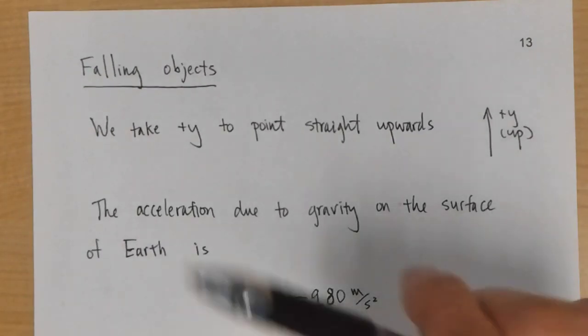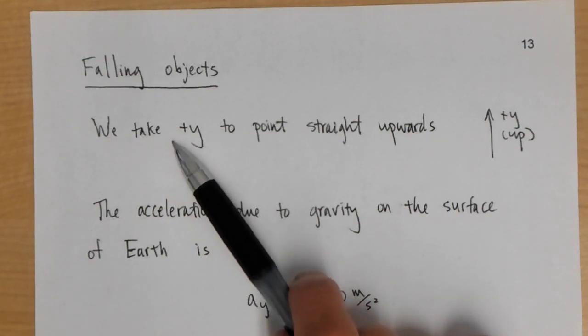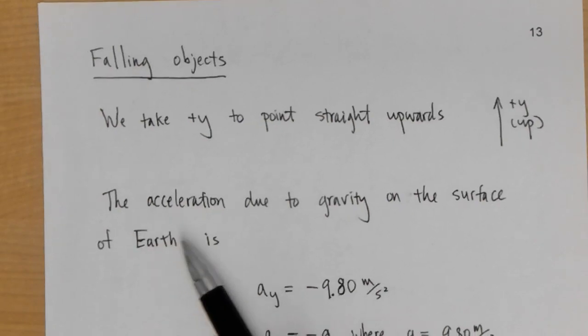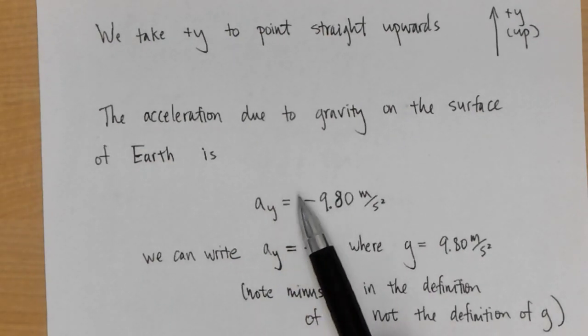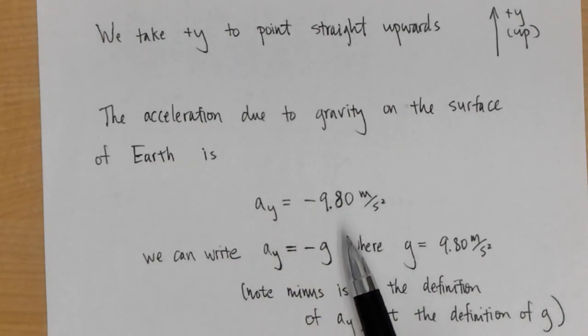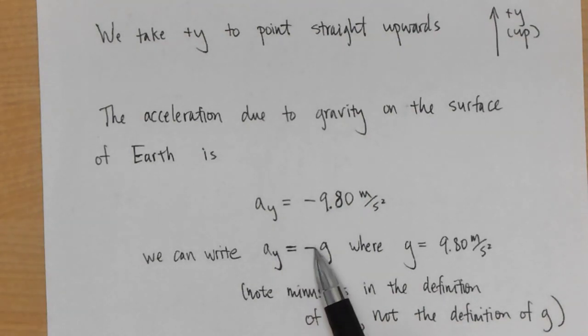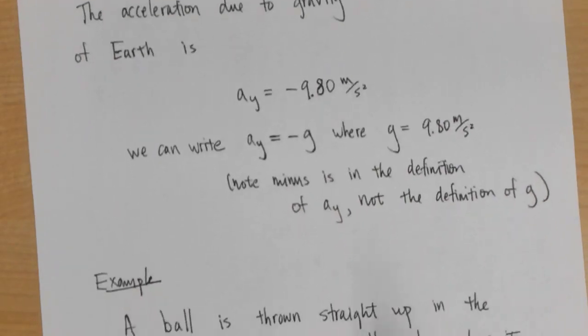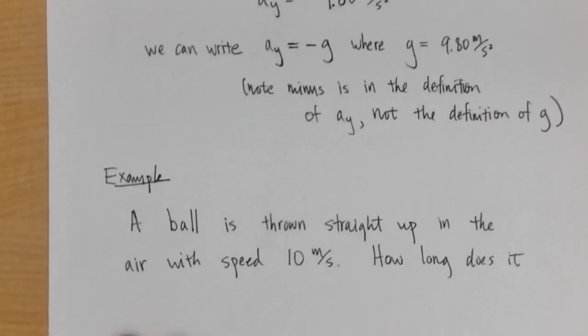Alright, now we can apply this for a falling object. We take y to point straight upwards, so acceleration due to gravity on the surface of Earth is ay equal to negative 9.80 meters per second squared. So we write ay is equal to negative g, where g is positive 9.80 meters per second squared. There's no minus in the definition of g.